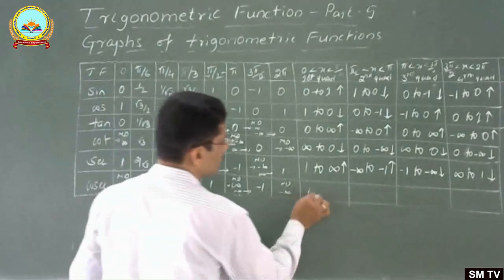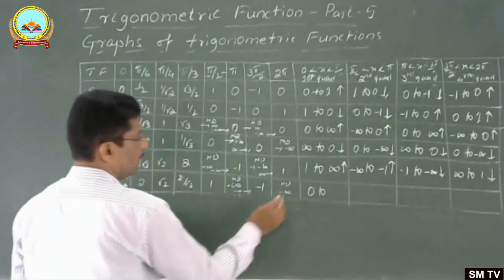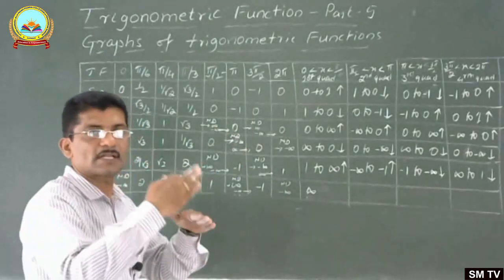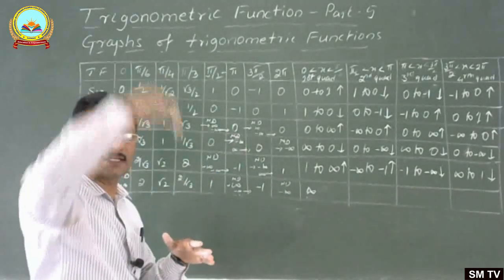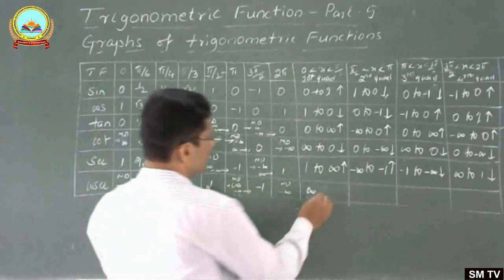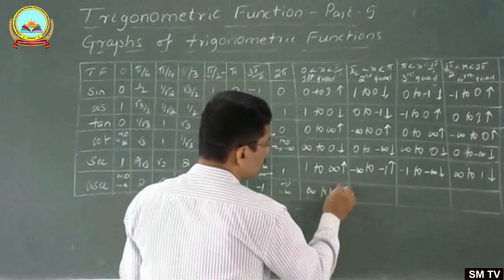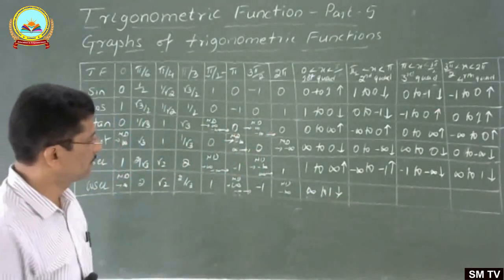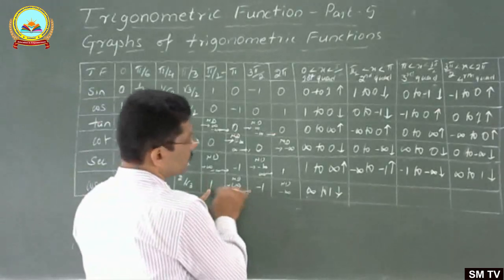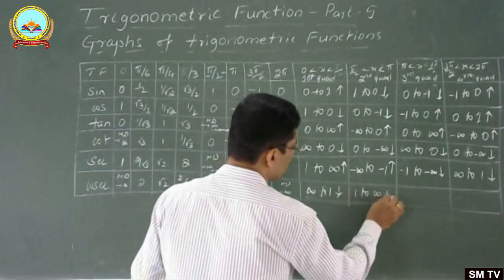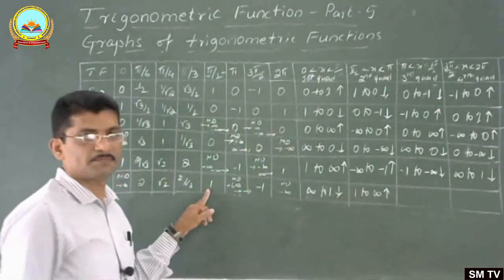Therefore it is starting from 0, next infinity. At point 0001, the line intersects the y axis at an infinite point. Therefore it is starting from infinity, infinity to 1. It means infinity to 1, the cosecant function is a decreasing function. The next, pi by 2 to pi, the cosecant function is positive. It is starting from 1 to infinity, here increasing.